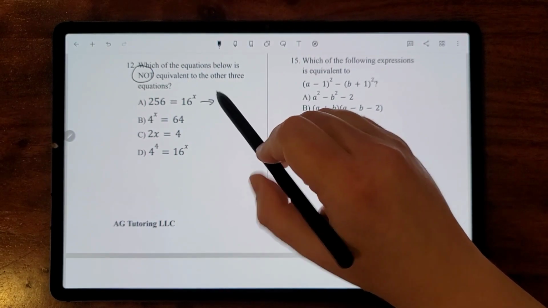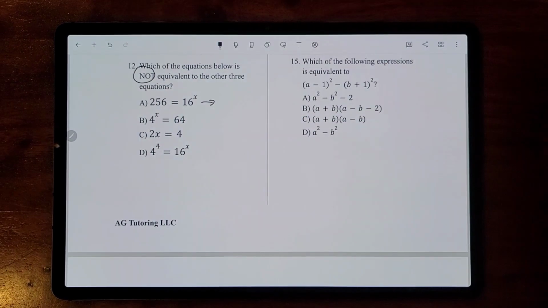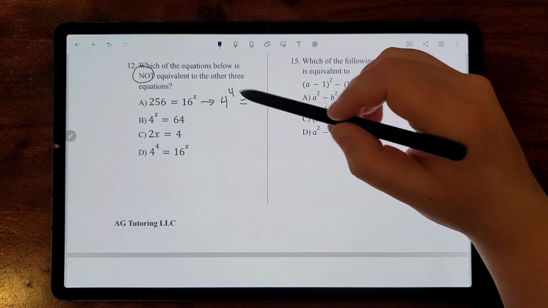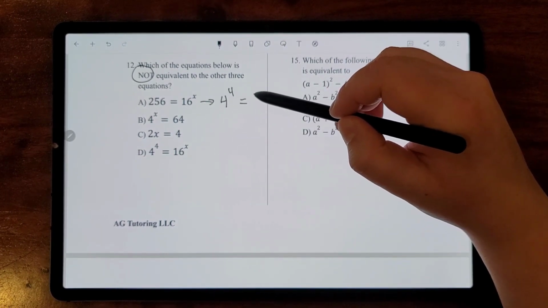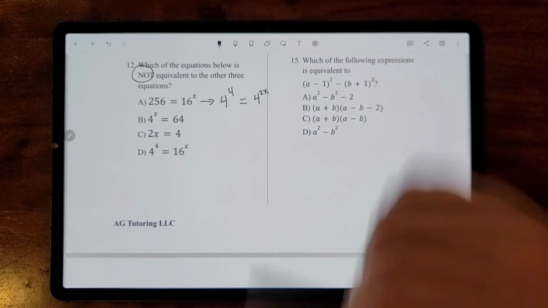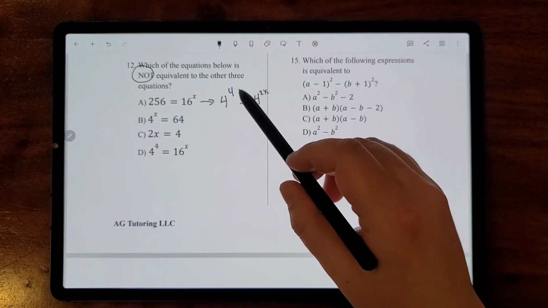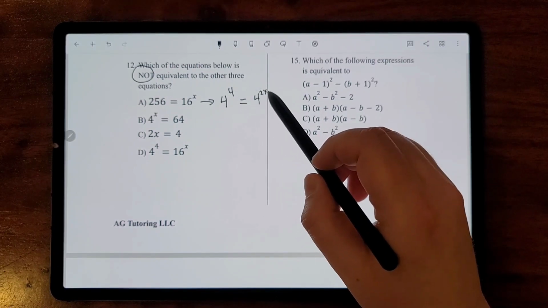So like for this one, 256, I know that's the same thing as 4 to the 4th power. And then I know that 16 is the same thing as 4 to the 2nd power. So this would be just 4 to the 2x right there. And then I know when I do that, I can solve for what x is that way.